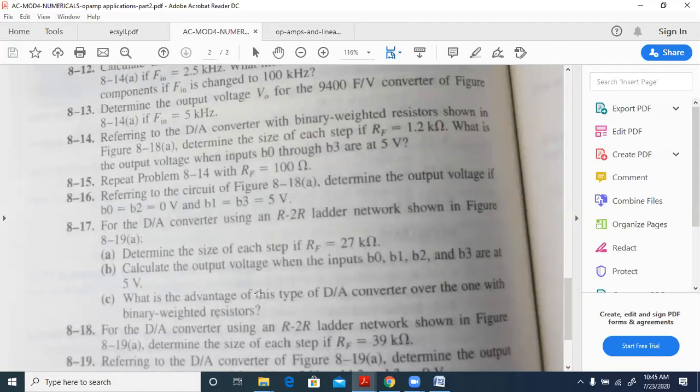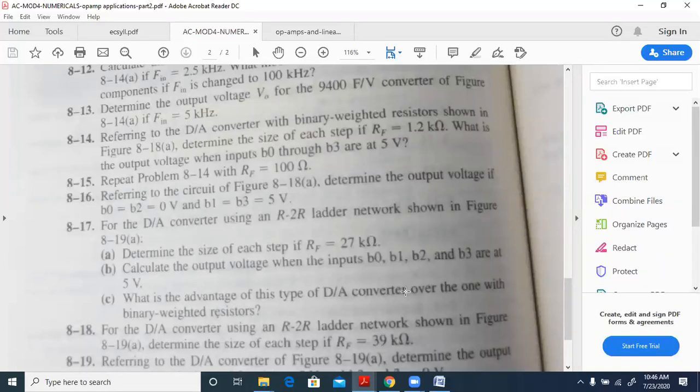Then we have the advantage. As I said, the weighted resistor DA converter will need resistors of very large range: R by 2, R by 4, R by 8, R by 16, R by 32, R by 64, R by 128, depending upon the number of bits the DA converter is of type.